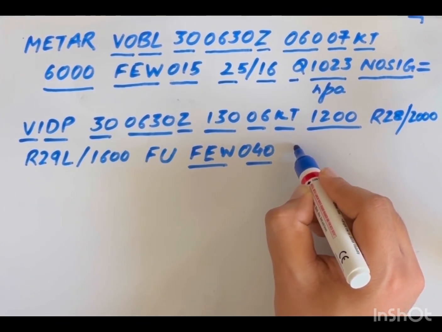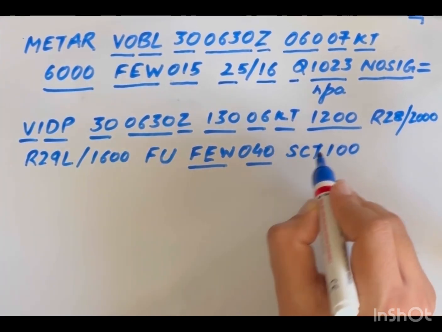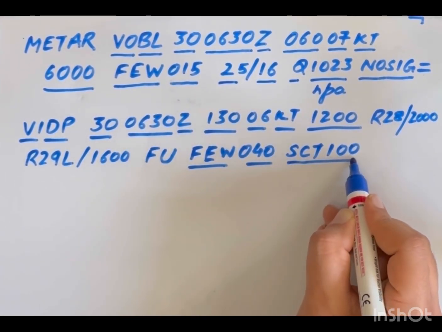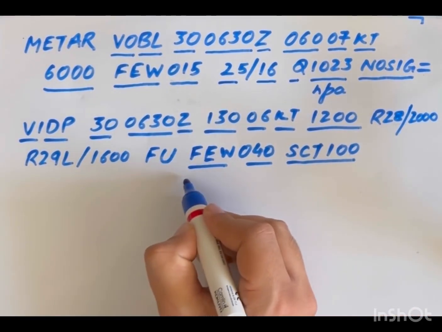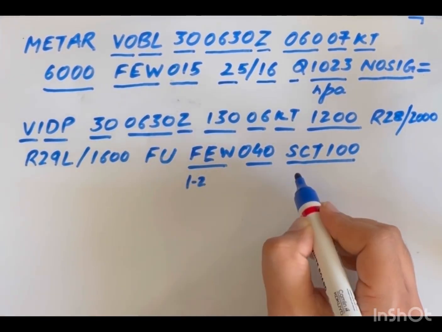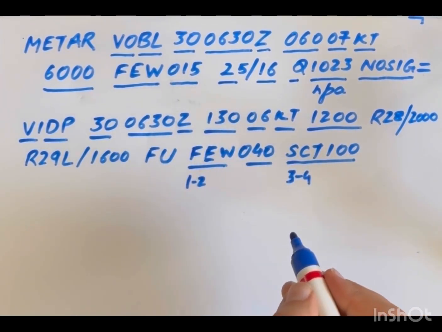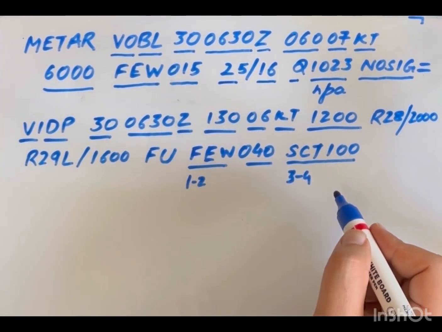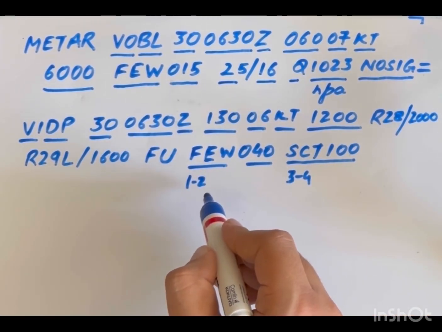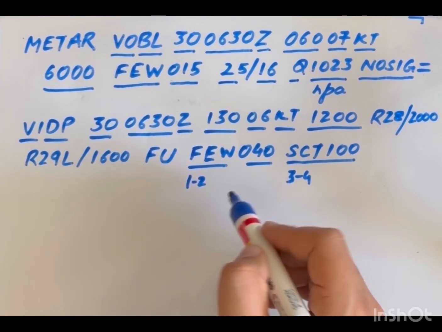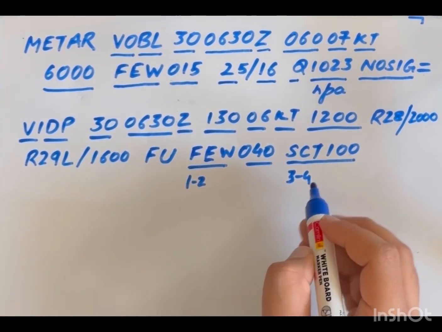Then they have written SCT100. That means there are scattered clouds at 10,000 feet AGL. So FEW means 1 to 2 oktas. Scattered means 3 to 4 oktas. It is basically a coverage of the sky in which the total is 8 oktas, which is why it is called okta. So 1 to 2 means 1 to 2 parts of the sky out of 8 are covered. 3 to 4 means 3 to 4 parts out of 8 are covered.